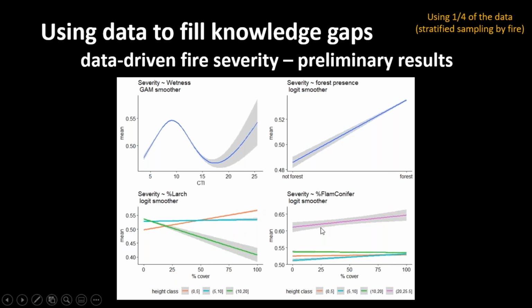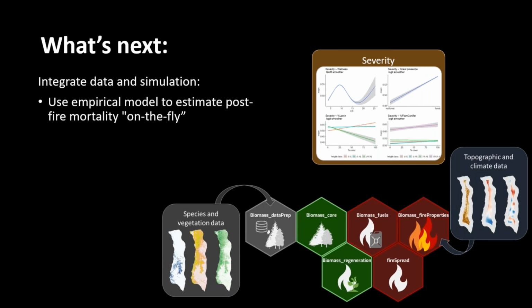On the other hand, for the percentage of more flammable conifers like lodgepole pine, the effect of age is less important. So if it is an old stand, it'll always have a fairly high level of severity. Younger stands will have lower values, but they're still higher than what we see for larch. Notice how the y-axis changes.